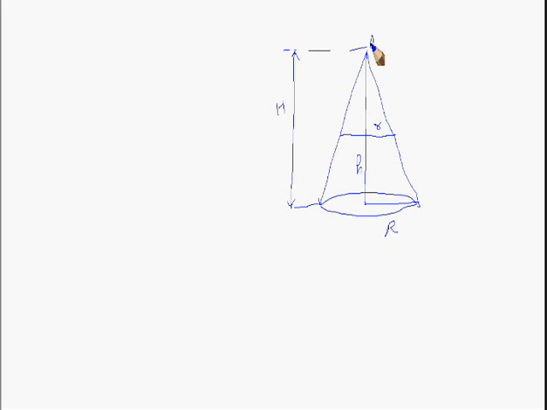Let's name this point as A, B and C, and let's say this point is D and this point as E. Now the length DB is denoted by small h, that is the height of the frustum, and let's say the distance EC, that is the slant height for the frustum part, is denoted by small l, and the distance AC, that is the slant height for the cone, is denoted by capital L.